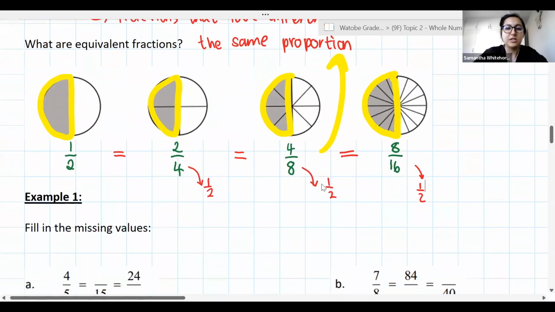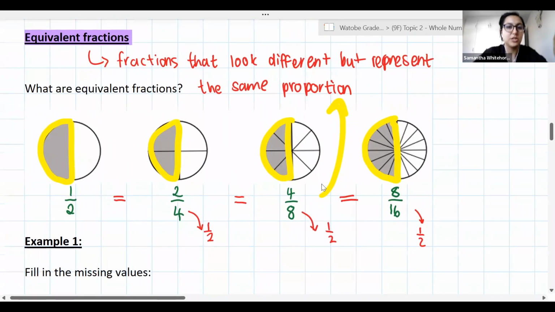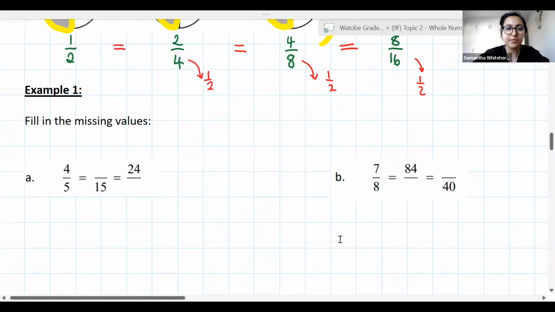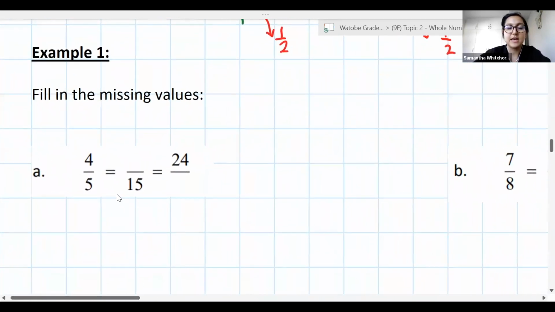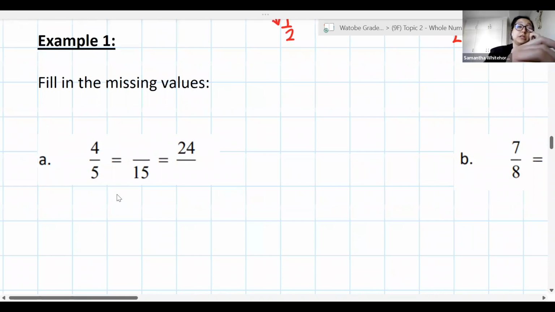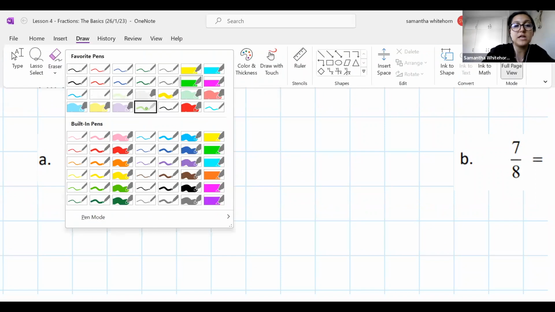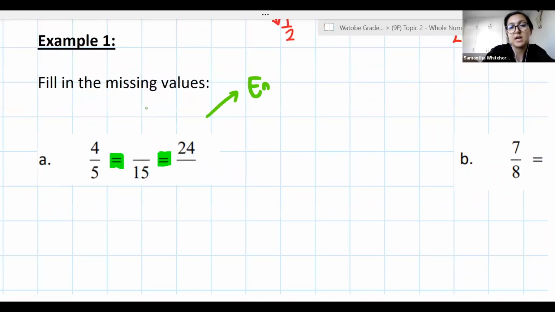Right, so let's have a look at our first example when talking about equivalent fractions. Just in case you didn't get your screenshot, there it is again. And let's have a look. Right, so in each of these cases, I'm asking us to fill in the missing values. Now, what I want you to take note of here is the fact that there is an equal sign between each of these fractions. So these are those equivalent fractions that we were talking about. We want each of these fractions to represent the same proportion.